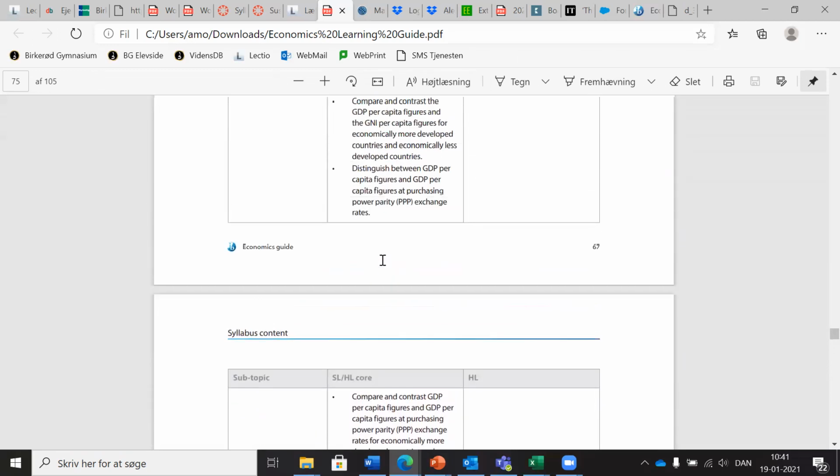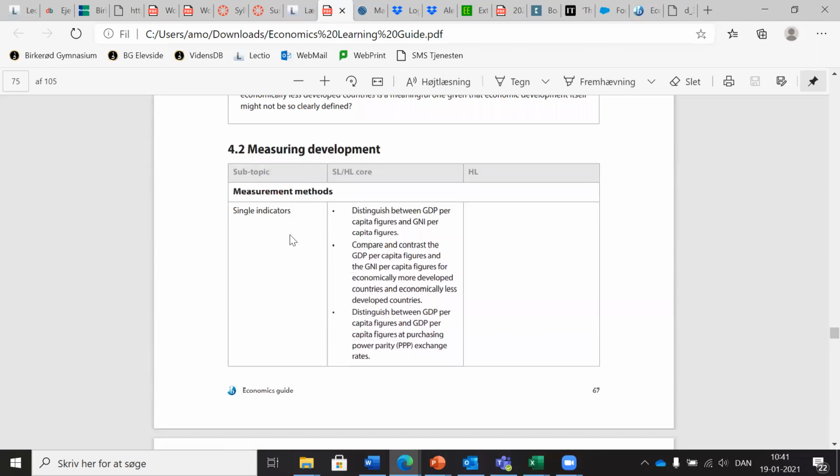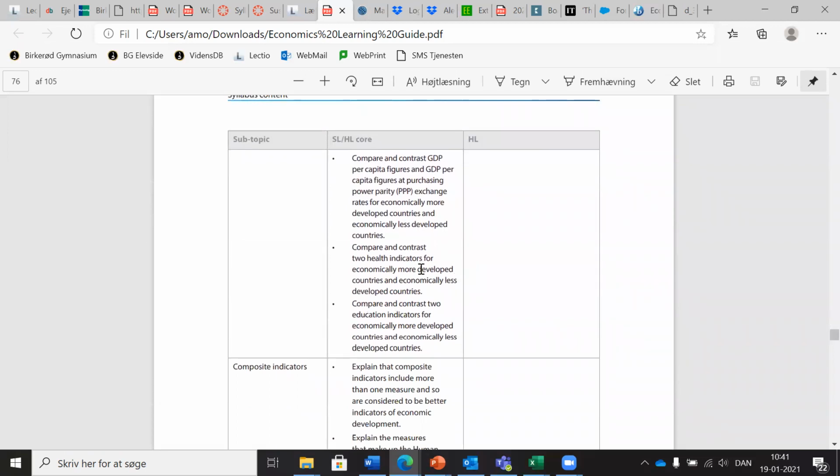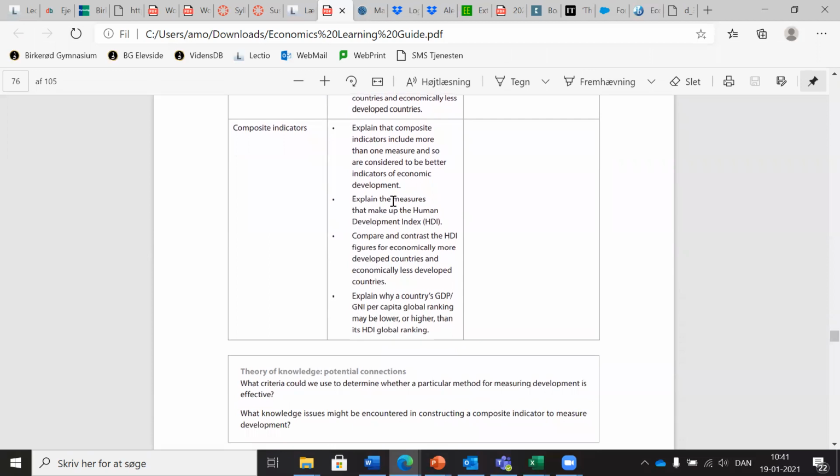So how do we measure growth and development? We can use what we call single indicators, the GDP, the other income measures. We can compare health indicators, we can compare education indicators, but more and more we're looking at what we call composite indicators, and the most famous one is the Human Development Index. It combines income, health, and education to give us one measure of how we can rank countries in terms of development.